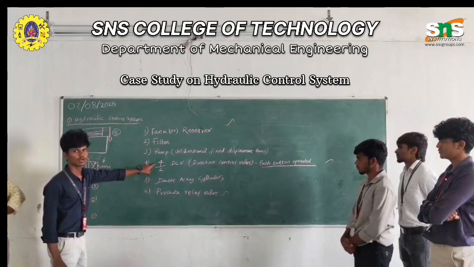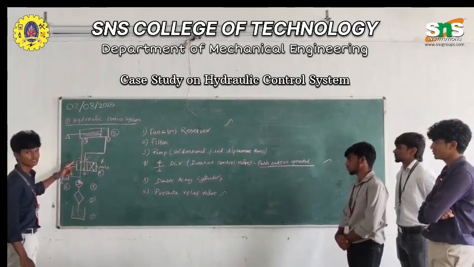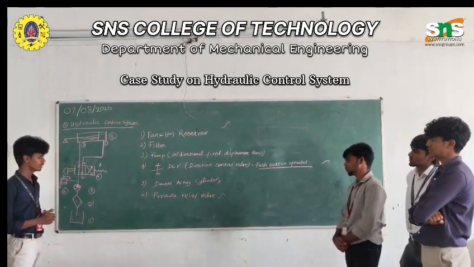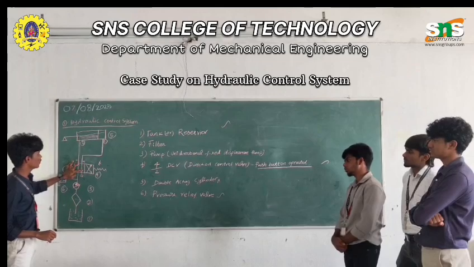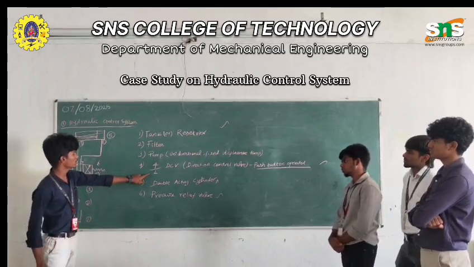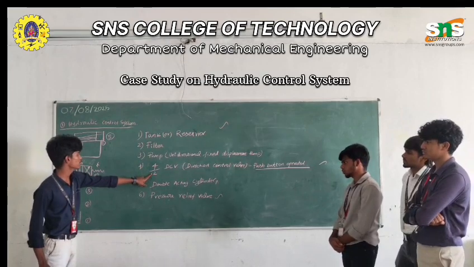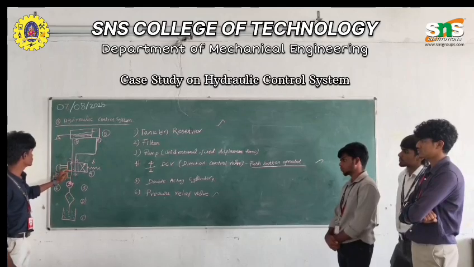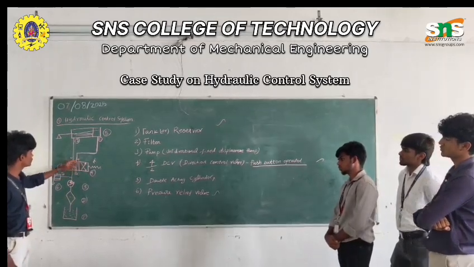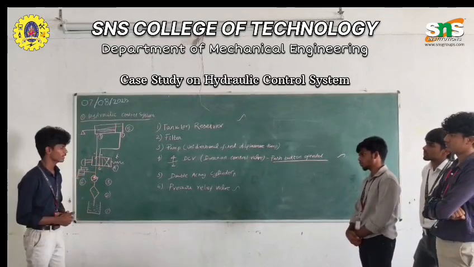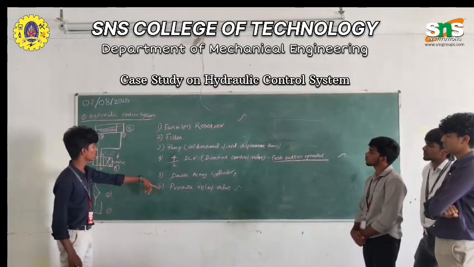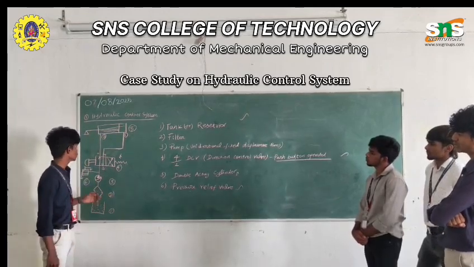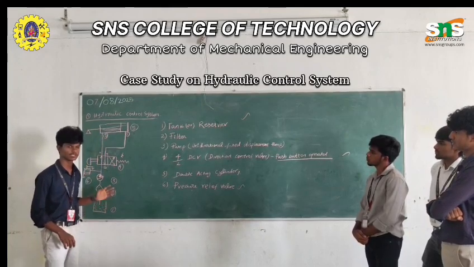Here 4 refers to the number of ports. As we can see, there are 4 ports here, numbered 1, 2, 3, and 4. The 2 means it has 2 positions: one is the unidirectional position, and the other is the cross direction. Then we use a double acting cylinder to move the piston, and we use a pressure relief valve to eliminate the excess pressure from the system.